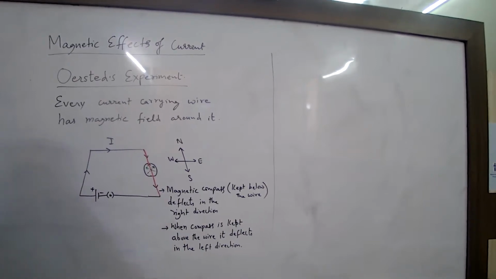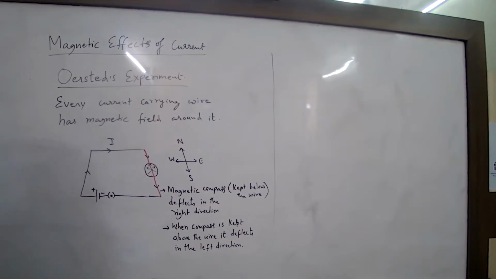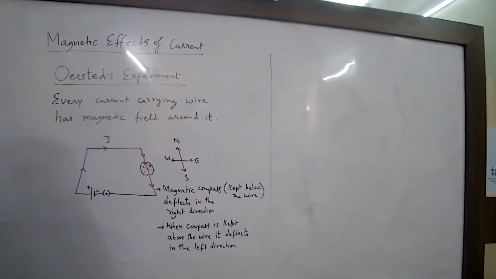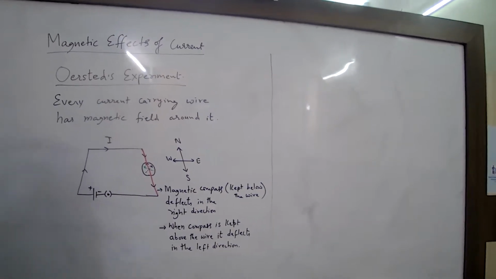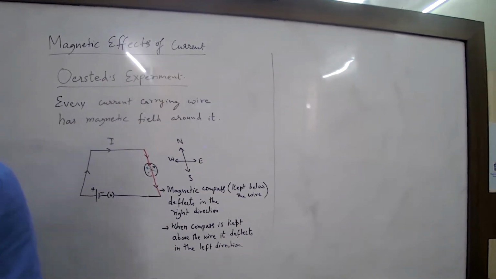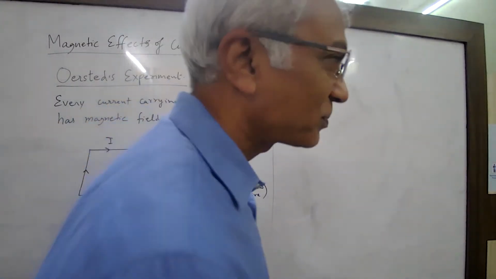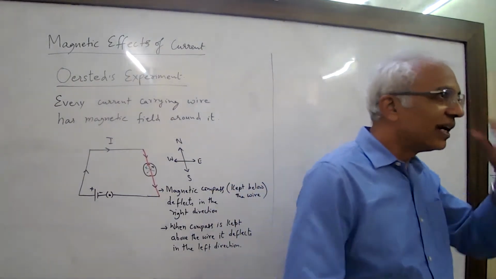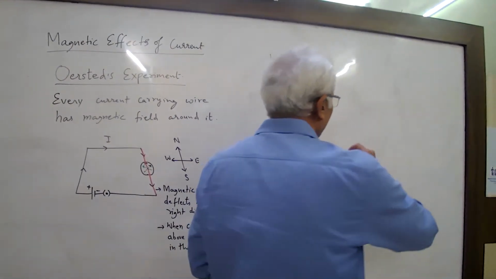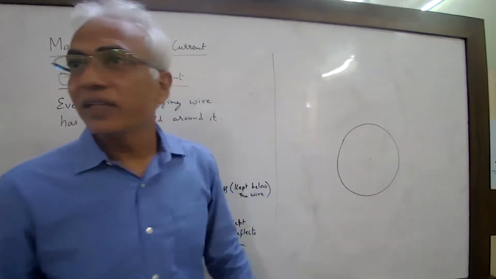कौन बताएगा? What is tangent? Anybody? What is tangent? Sine by cos is tangent. That is in trigonometry. Circle में tangent क्या होता है? What is tangent in a circle?